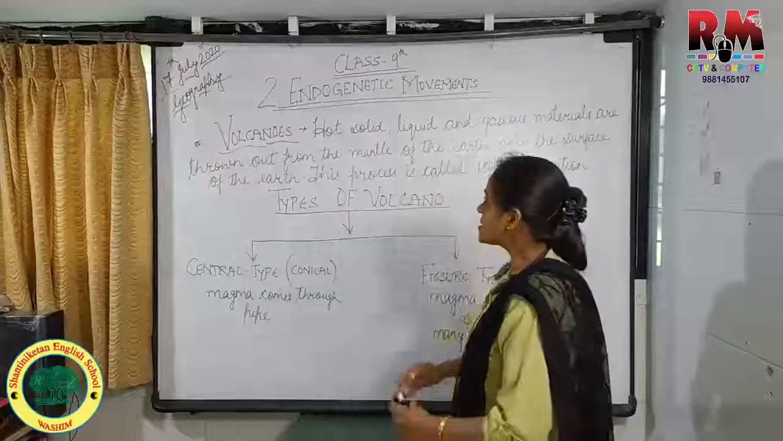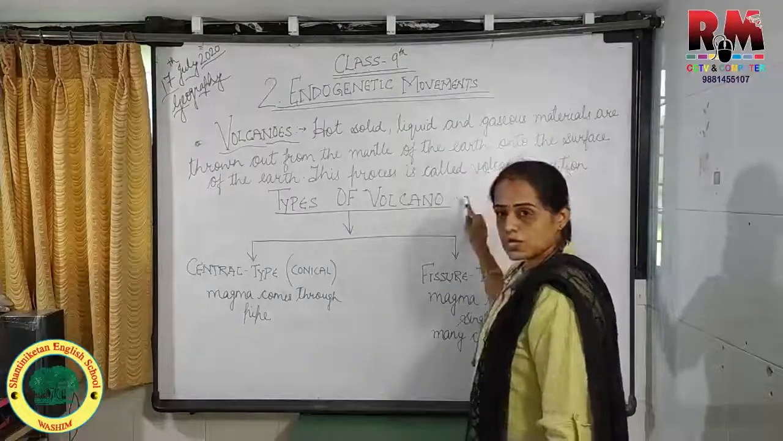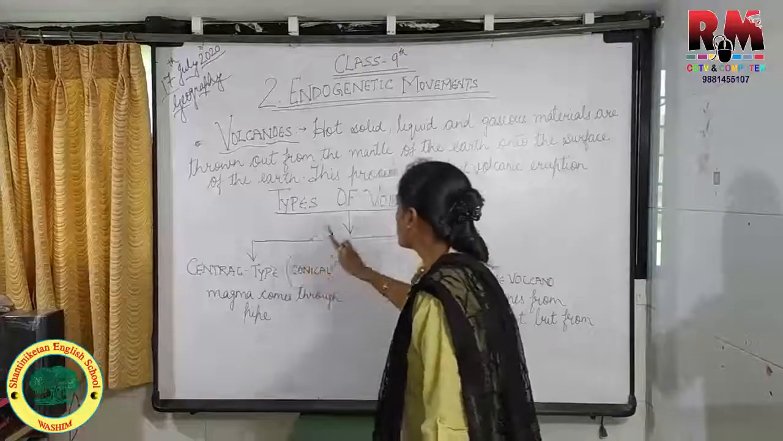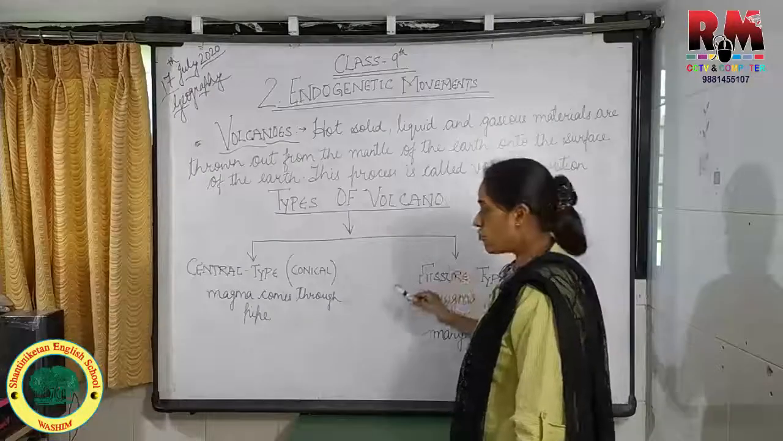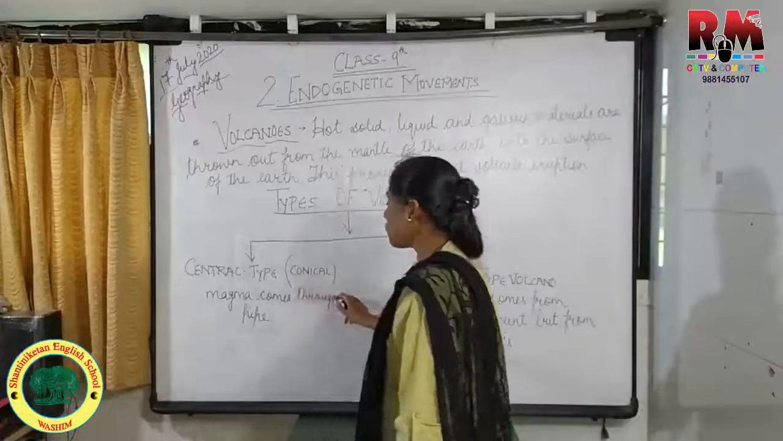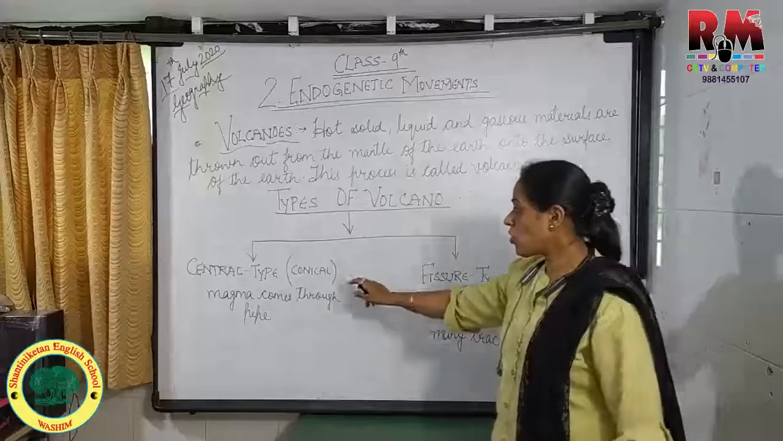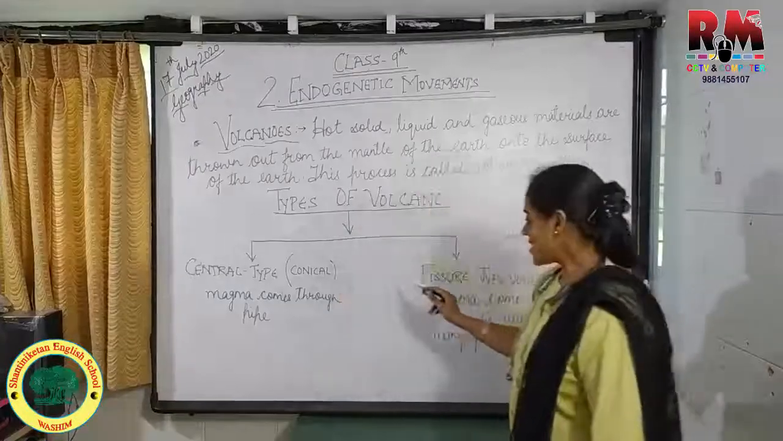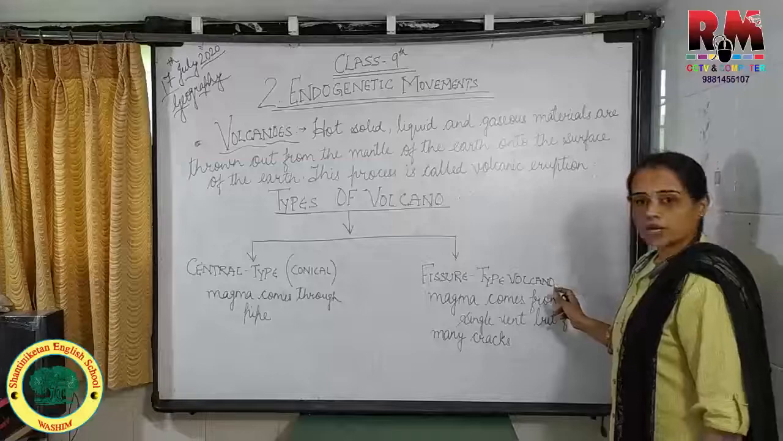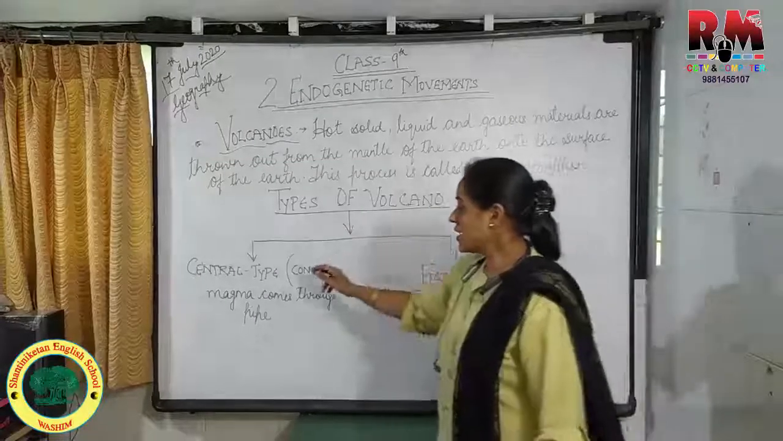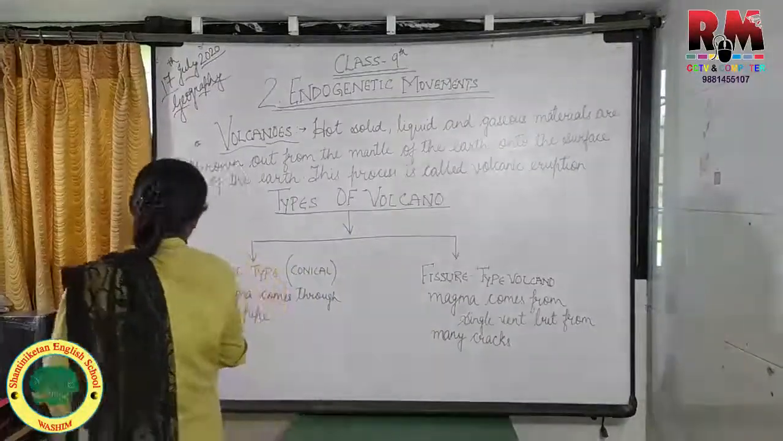Now, on the basis of the type of the eruption, there are two types of volcano. First is a central type of volcanic eruption which is also called conical, and the second is your fissure type of volcano. Now, we will see the central type of the volcano.